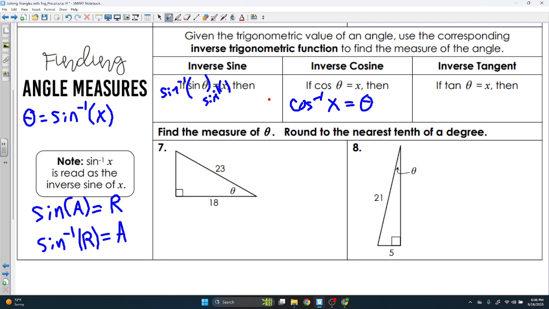This one inputs an angle and spits out a ratio. This is an angle. This is a ratio, like a fraction, right? Like 3/5. This one takes the ratio and spits out an angle. So again, arctan or inverse tangent of that ratio is going to give you an angle. So what does that mean?